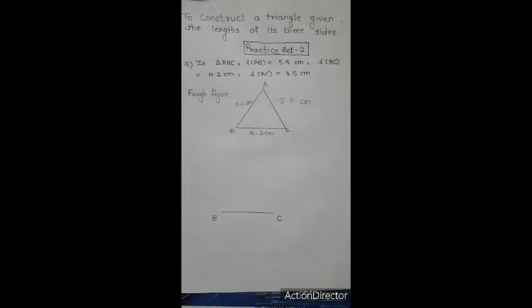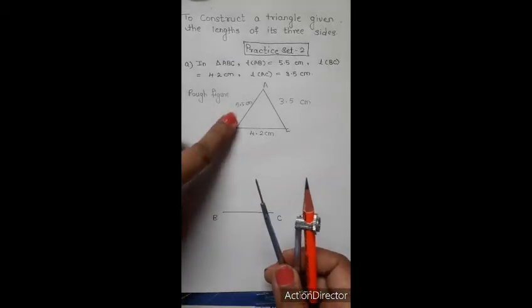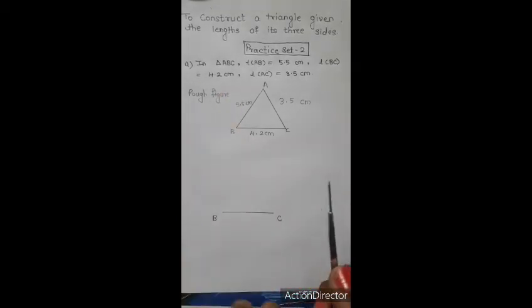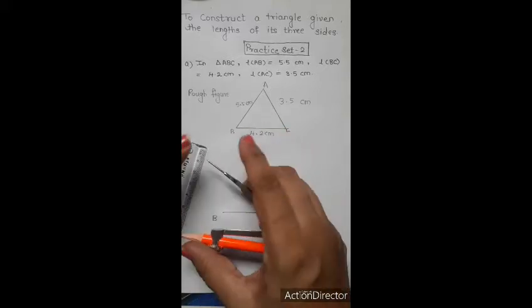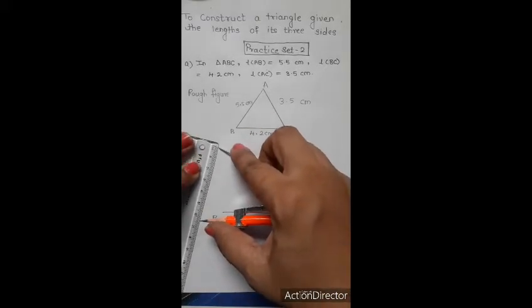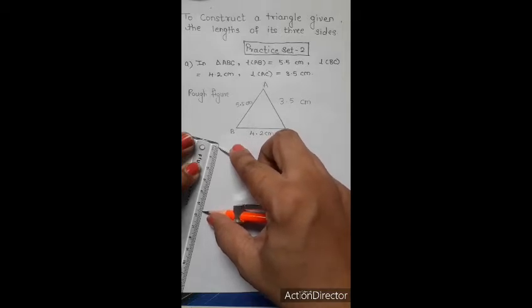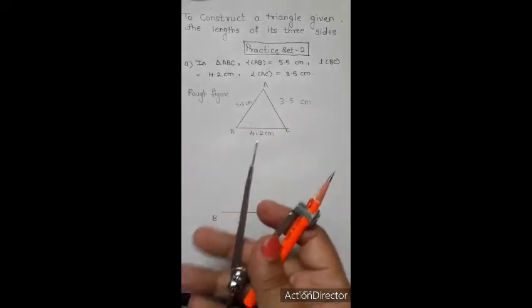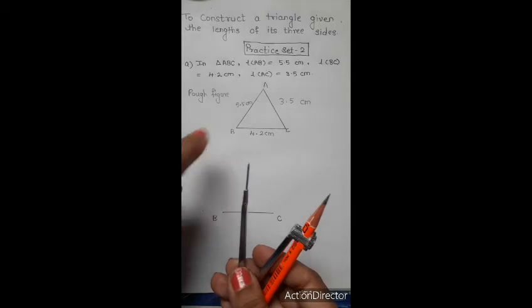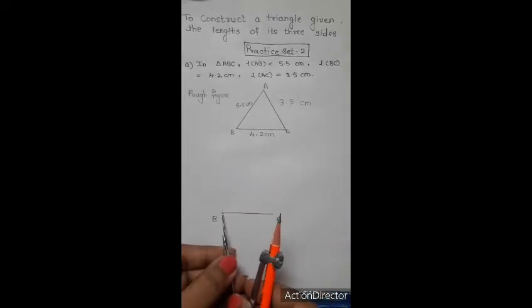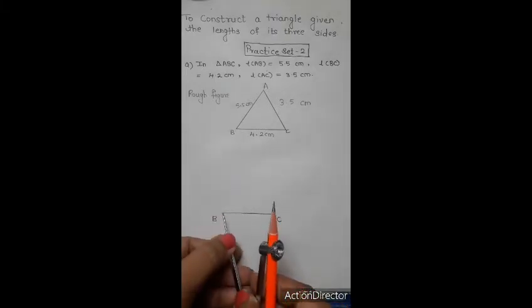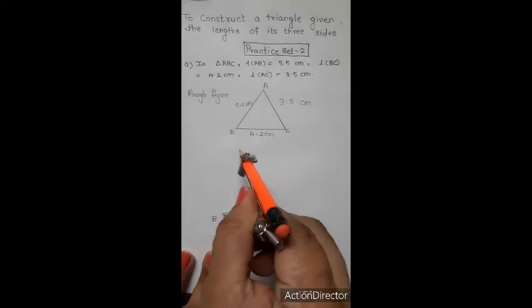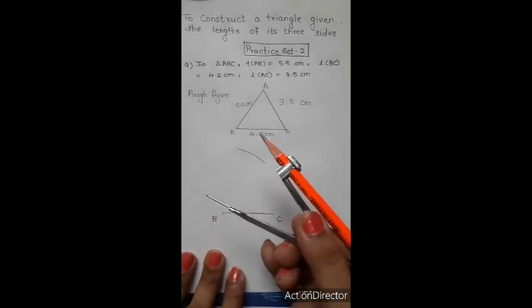Now we have to take a distance of 5.5 in a compass using the scale. The pointer you will keep on the 0 mark, and the pencil end will show you the exact 5.5 centimeter distance. Now the pointer we have to place on point B, and draw the arc on the upper side. Okay, now lift the compass.